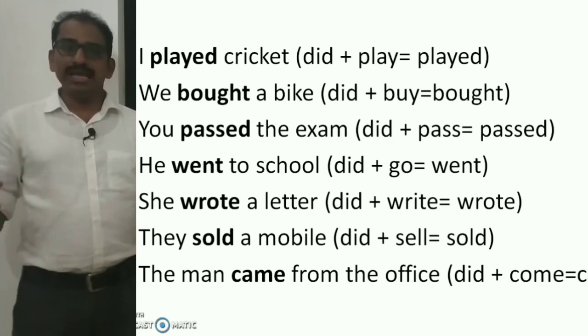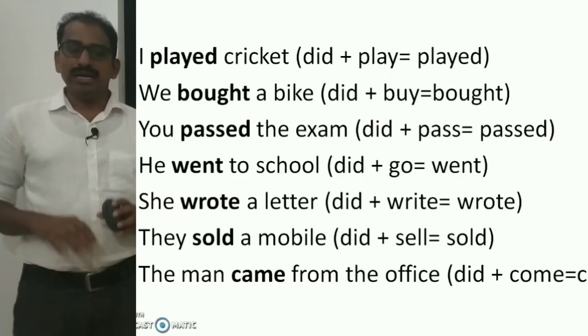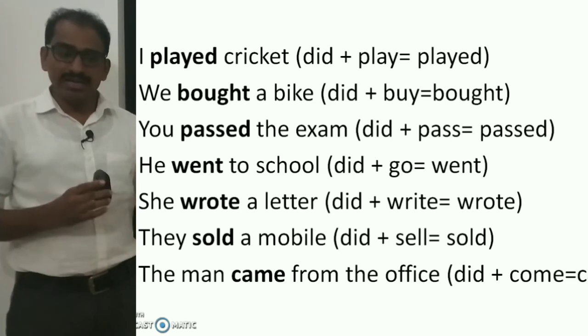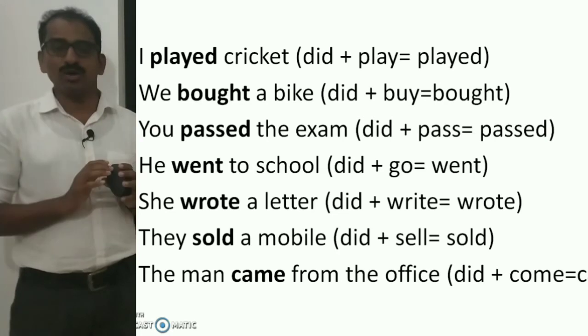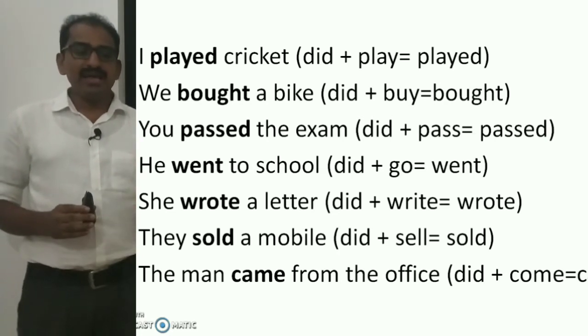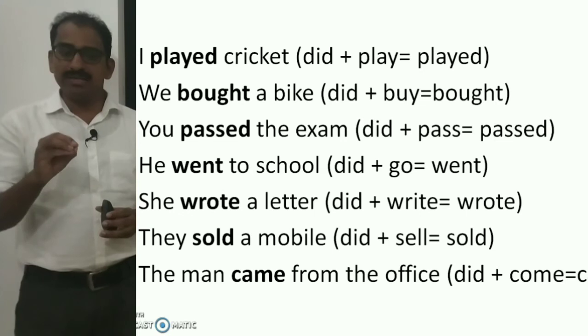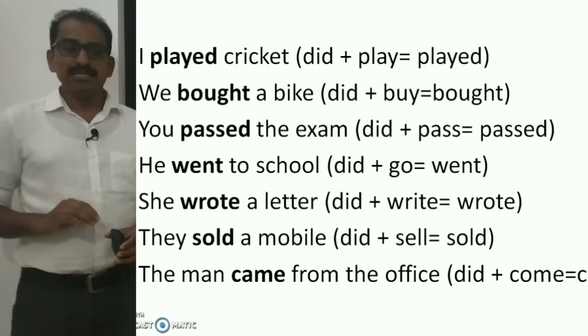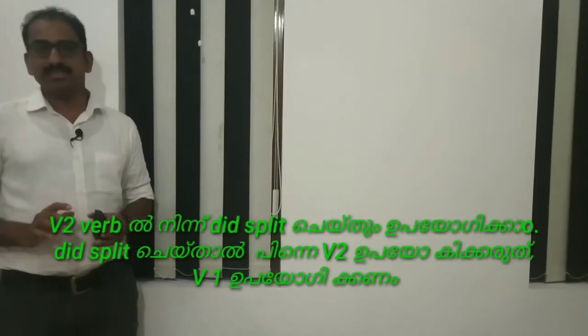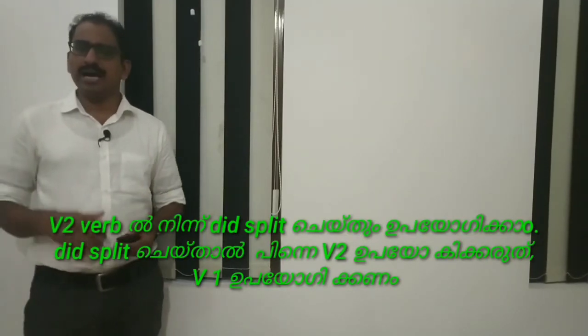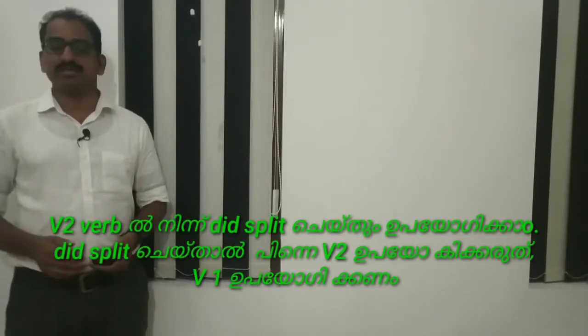She wrote a letter. Did plus write becomes wrote in the sentence. So there is a did in wrote. We have to take that did from wrote and split it. Then, they sold a mobile. Did plus sell becomes sold in the sentence. The man came from the office. Did plus come becomes came. So in V2 form, there is a did. There is an auxiliary hidden in the V2, that is did. Remember likewise, did can be used along with all of the subjects.